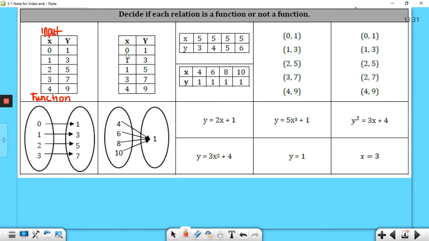All right, let's look at this table. As we go down the x column, we see we have repeated inputs of 1. Okay, so let's take a look at their outputs. So if you put in a value of 1 and you get out 3, and you put in a value of 1 and you get out a 5, those are different outputs. You can't have a different output for your input. So this is not a function.